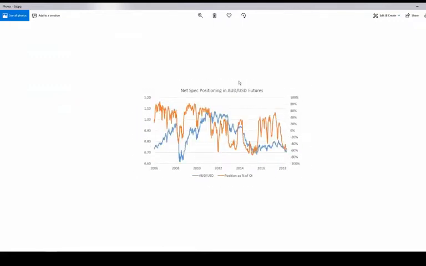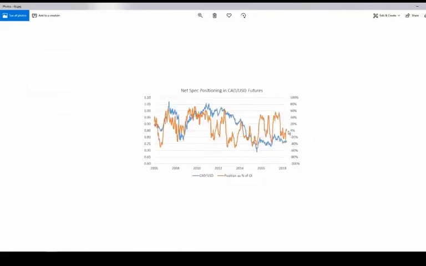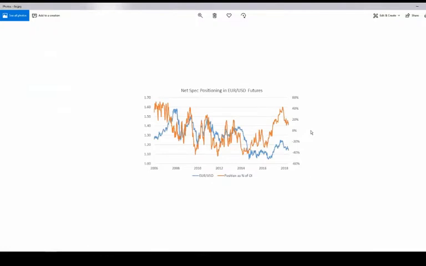All right. So we got Aussie dollar here. Specs are net short, like 50% of the open interest. Pound, a little less so. CAD is honestly mixed. Nothing to write home about in CAD positioning. Euro positioning is still one of the few foreign currencies where traders are still quite net long.